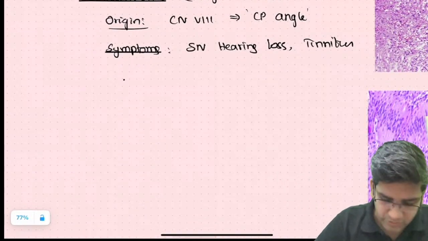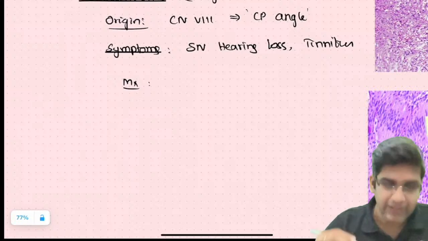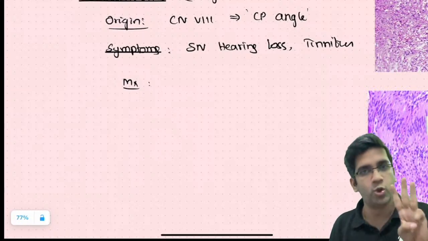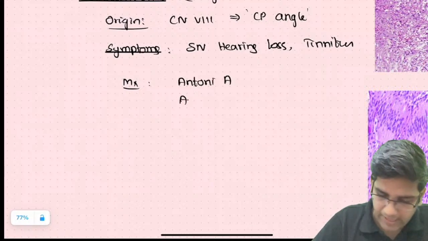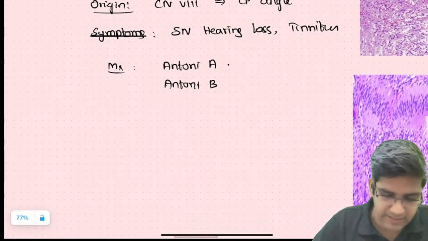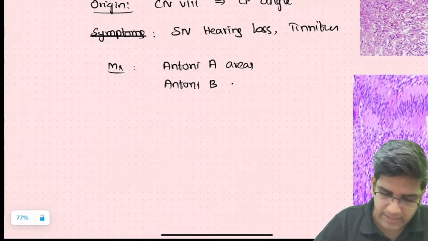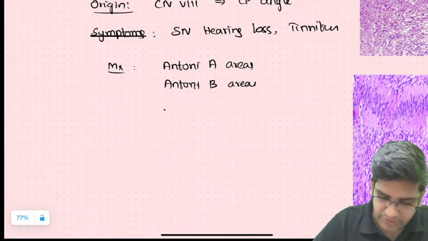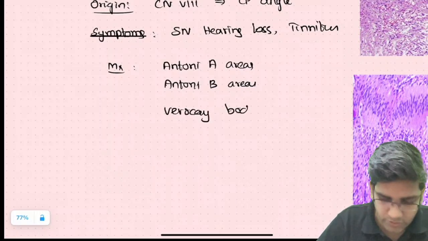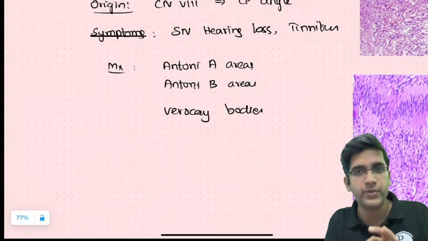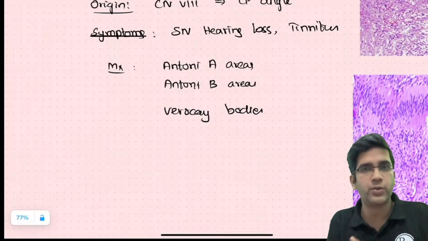So when you look at the microscopy of a schwannoma, there are three important findings. All three are important, right? We have something called Antoni A areas and Antoni B areas, and I have a structure called the Verocay body. All these three have been asked in MCQs. Please don't forget: Antoni A areas, Antoni B areas, and Verocay body.